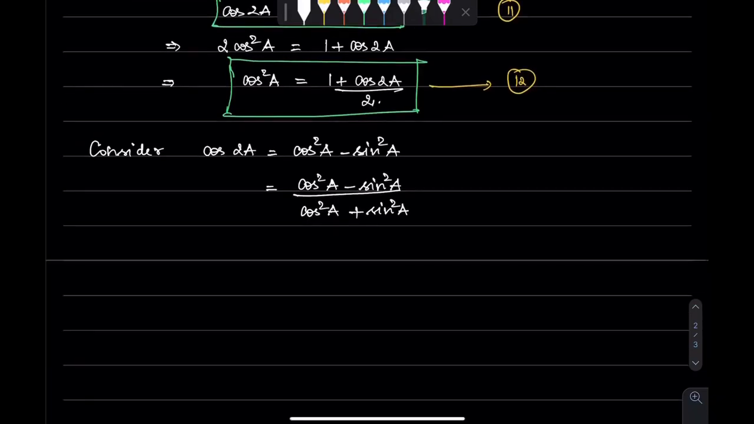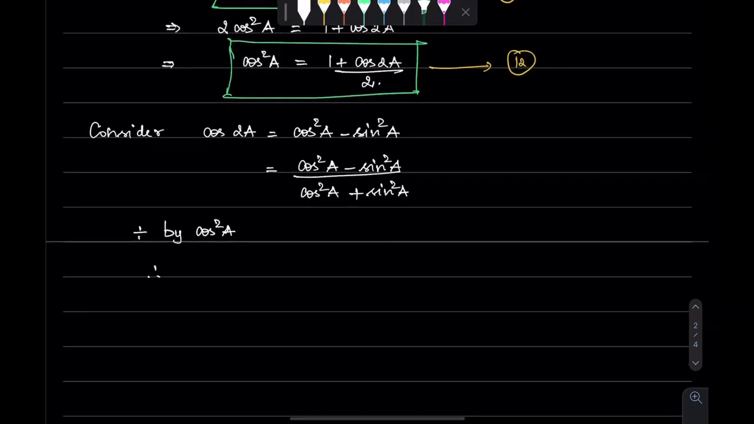Now you divide the entire expression on the right hand side, the numerator and denominator, by cos square A. So what do I get now? Therefore your cos 2A becomes 1 minus tan square A divided by 1 plus tan square A. That's it. This is your another result. Just cos 2A in terms of tan.